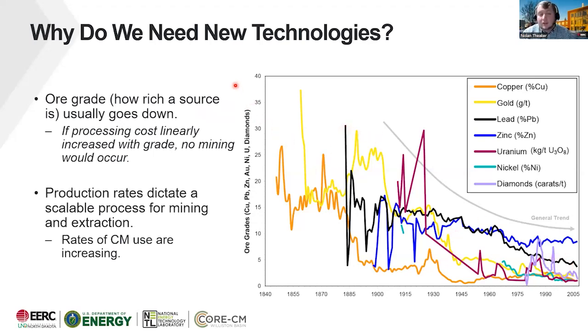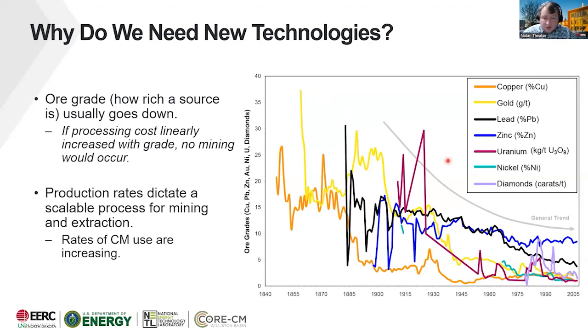And so for all of these materials, obviously we're going to mine the most valuable resource first. And over time, those resources don't exist 150 years later with a lot more stuff. And if our processing cost literally increased with the grade, no mining would occur. I mean, if we had to mine all the materials and process all the materials using the technologies in the 1850s to make a computer today, the computer would be a few billion dollars likely. No one would own one.